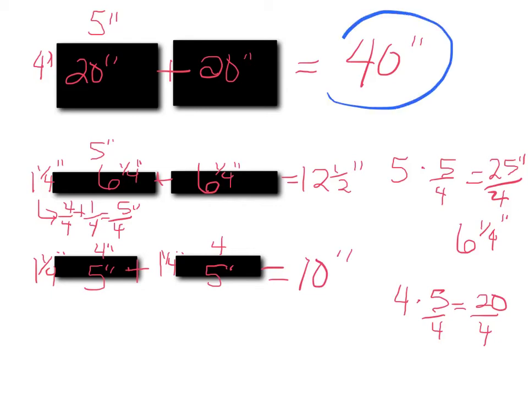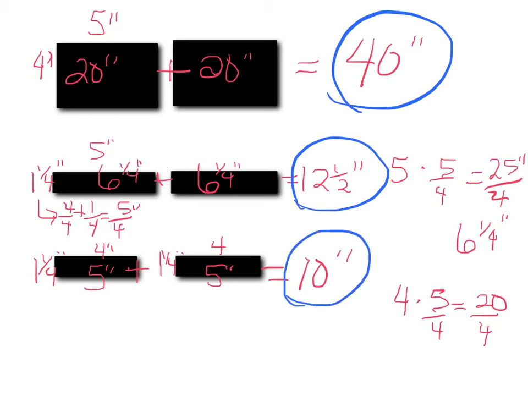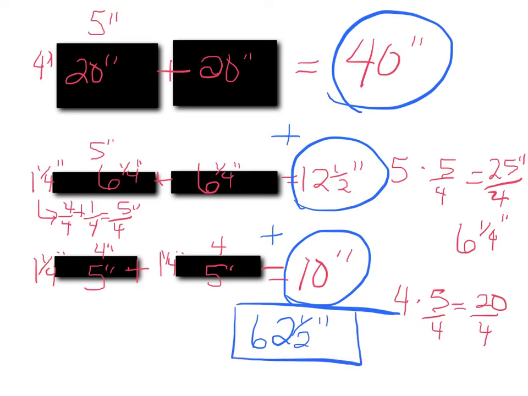Lastly, then I want to take the 3 measurements that I found, which is really a combination, and add them all up together so that I get my total surface area. So I have 40 plus 12 1/2. 40 plus 12 1/2 is 52 1/2, plus another 10 inches is 62 1/2 inches. And that would be my surface area.